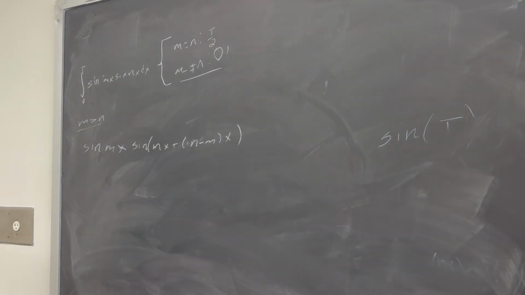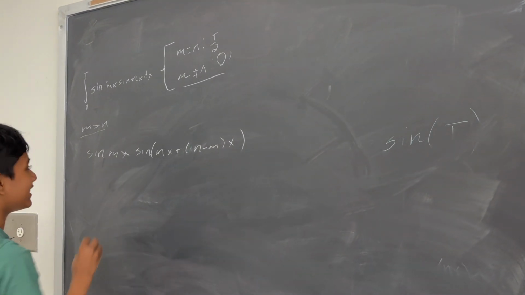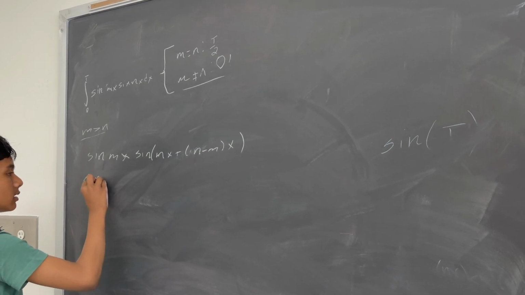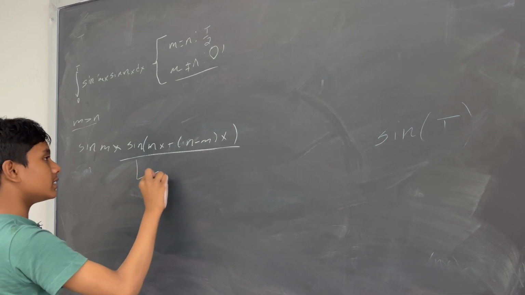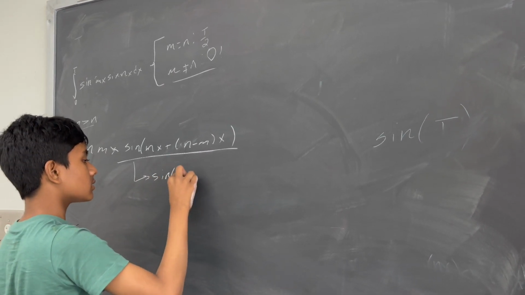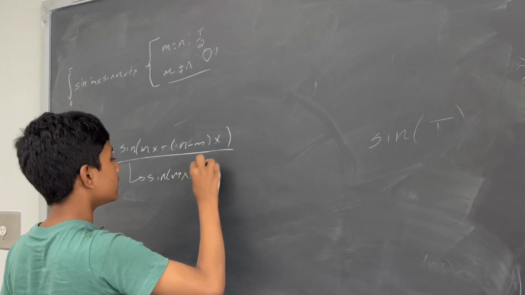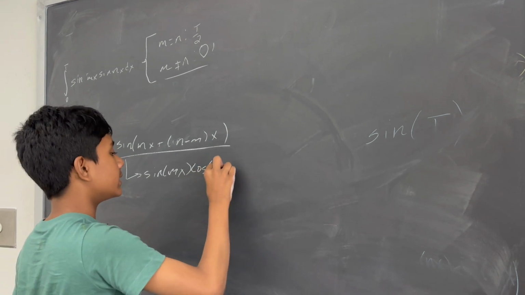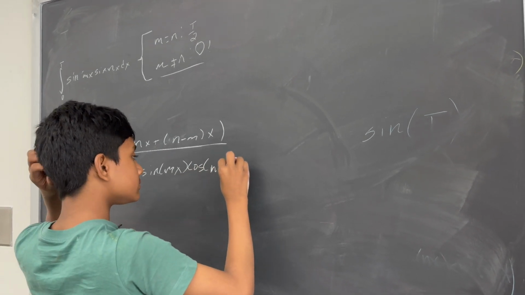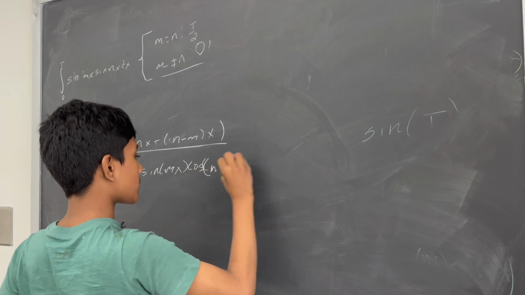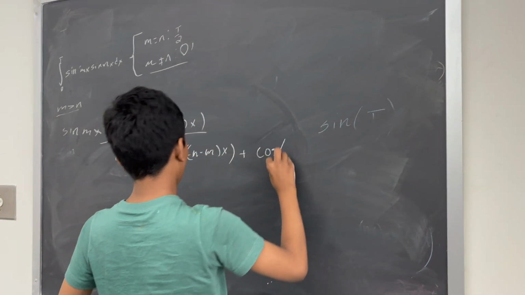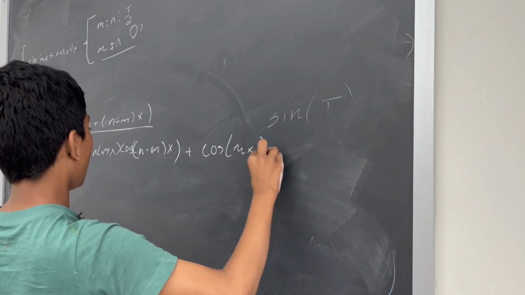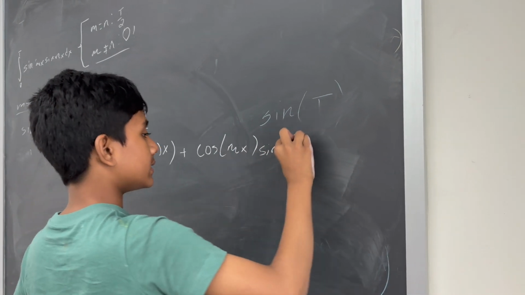All right. So now, what is this actually going to be? Well, it's going to be sine mx cosine (n minus m)x plus cosine mx sine (n minus m)x.